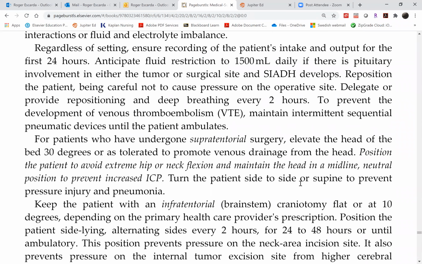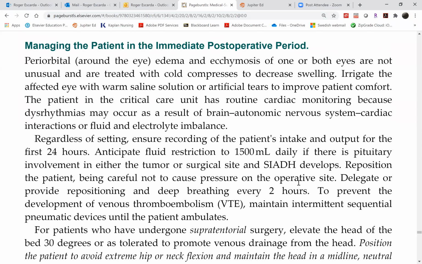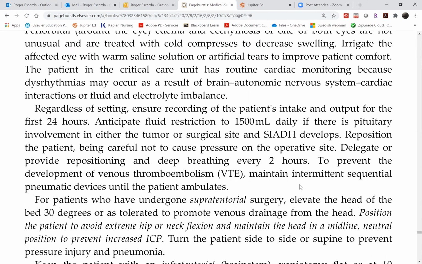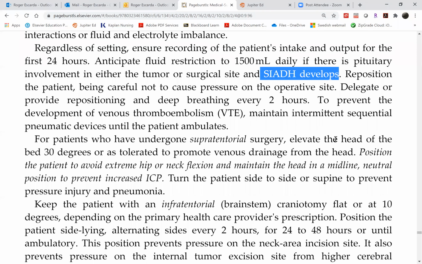How you manage the patient post-op will include, of course, watching for complications. Remember the cause of SIADH in chapter 62? What was one of those causes that will lead to the development of SIADH? Tumors. Or brain trauma, right? Brain trauma or brain surgery. So here is SIADH. So you need to monitor the patient for the development of that complication. Again, the patient is immobilized here, so also watch them for VTE.